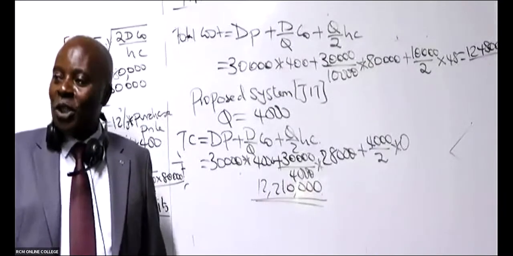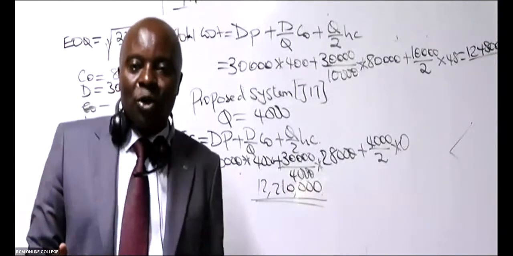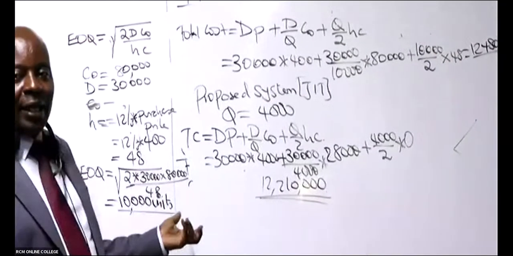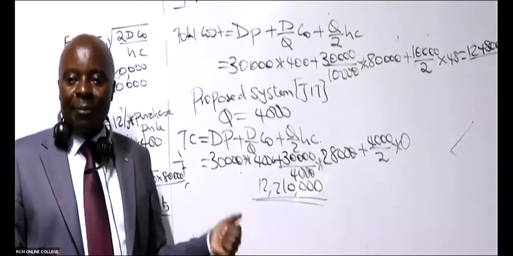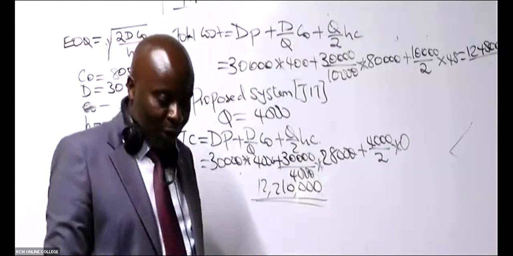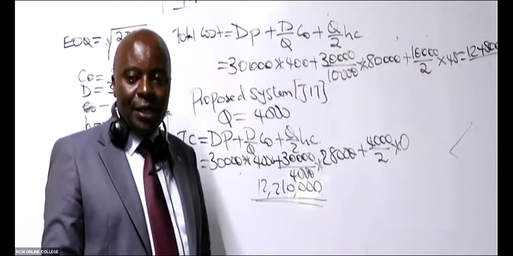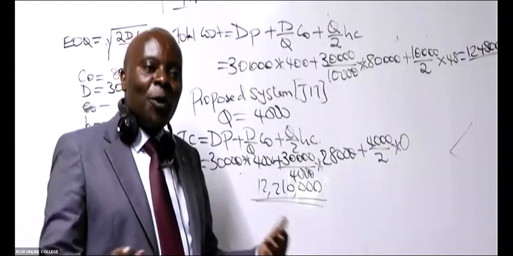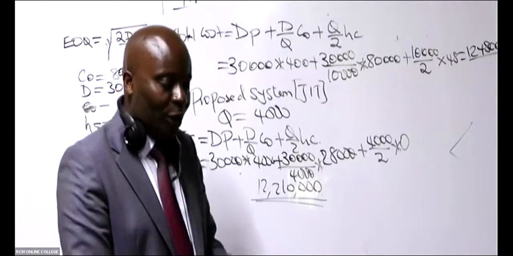The proposed is cheaper. So you own up the question, you own up the assignment, you're the consultant, you say, I recommend the proposed system. Then that way you become what here? An advisor. You've advised.